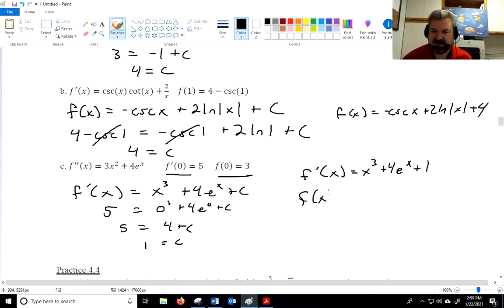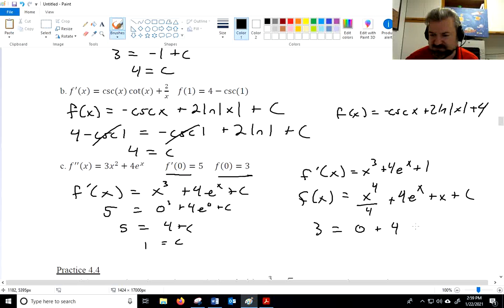Let's now find f of x. So we'll integrate again, and I get x to the 4th over 4 plus 4e to the x plus c. But we know that f of 0 is 3, so 3 is equal to 0 plus e to the 0 is 1, so 4 plus 0 plus c. So c equals negative 1. So f of x is x to the 4th over 4 plus 4e to the x plus x minus 1.